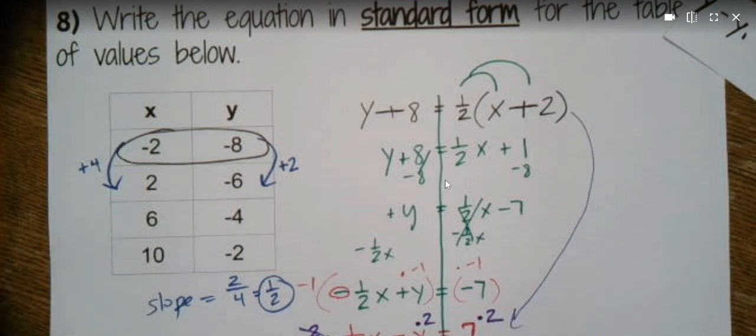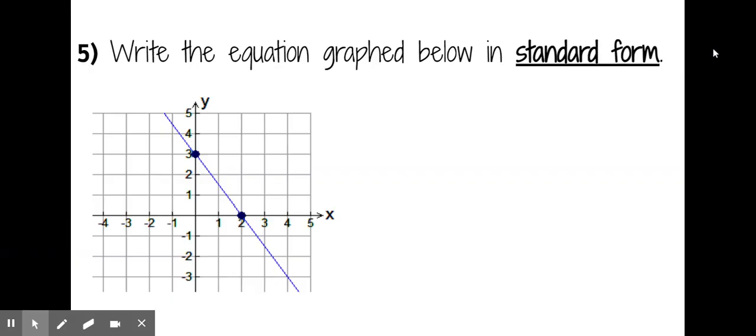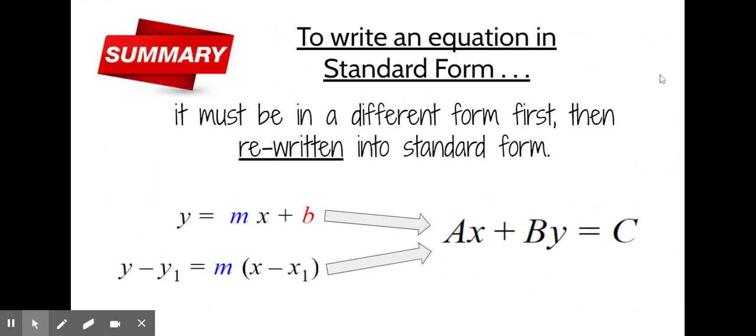Okay, let's summarize here. To write an equation in standard form, it must be written in a different form first. Then you convert it into standard. So when you're given information, you've got to decide, do I want to first put it into point slope or slope intercept, and then convert it into standard.